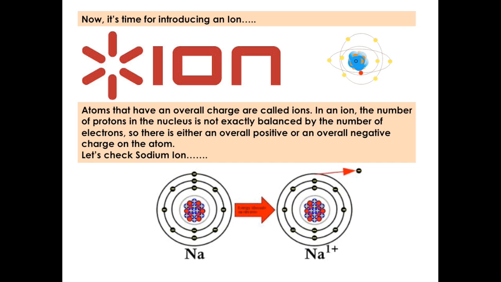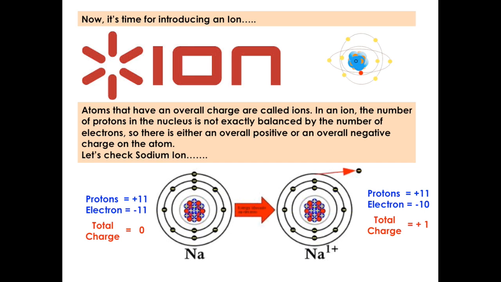On the left-hand side, we can see the sodium atom. Here, we will count 11 protons that are positive and 11 electrons that are negative. So the overall charge of the sodium atom will be 0. On the right-hand side, sodium has lost 1 electron. So it maintains the number of protons at 11 positive, but the electrons are now negative 10. So the overall charge will be positive 1, becoming an ion, a positive ion.